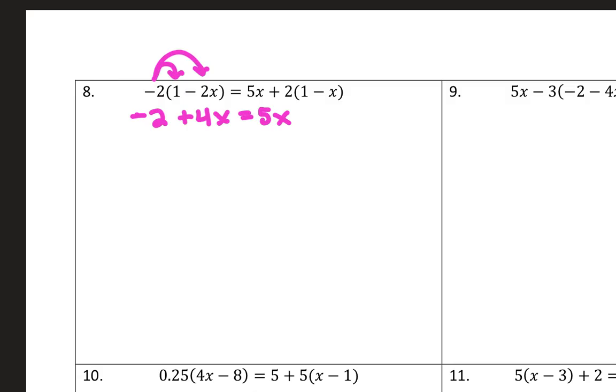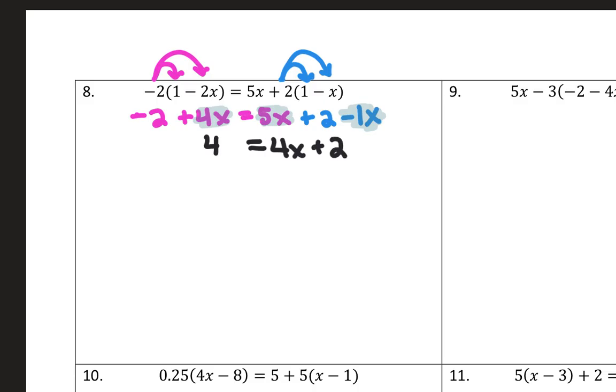Good. We've done nothing with the 5x. We do need to distribute this positive 2. Positive 2 times 1 is positive 2. Positive 2 times negative 1, negative 1x. Okay, I'm going to highlight all my x's. And if you notice, I have multiple x's on the right side, right? I have 2 here. So what is 5x minus 1x? 4x. Good. All right, I'm going to bring down the 2, bring down the 4x, and the negative 2.